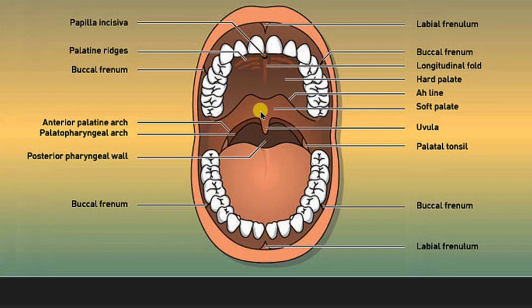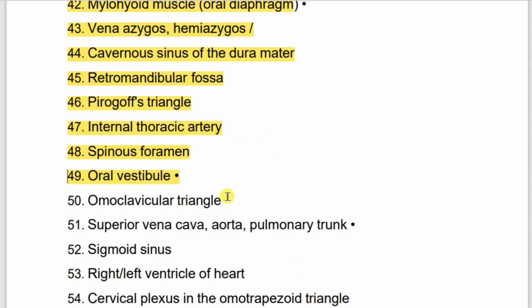The oral vestibule refers to the narrow space between the lips and cheeks and the external surface of the teeth. The inner labial surface is attached in the midline to the gingiva via the frenula of the upper and lower lips. This one is the frenulum, attaching gingiva and lips, both upper and lower. So the next structure we have, omoclavicular triangle.